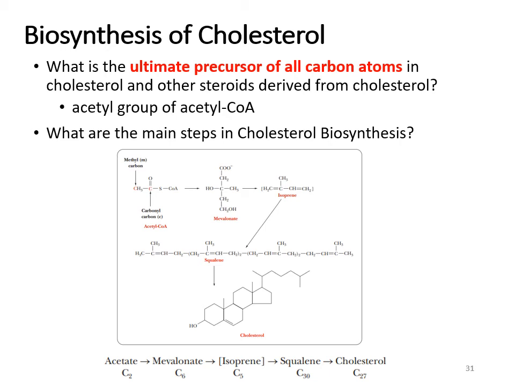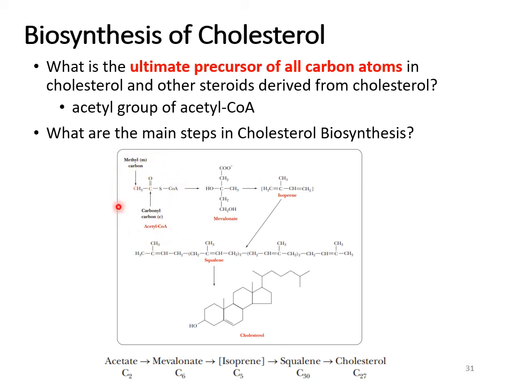So the last lipid biosynthesis that I want to briefly mention is the biosynthesis of cholesterol. The first thing that I want to talk about is the ultimate precursor of all carbon atoms in cholesterol and other steroids derived from cholesterol. In the next slide, we're going to go over some of those other steroids. But for now, the key is that the ultimate precursor of all of these molecules is the acetyl group of acetyl-CoA. So you see acetyl-CoA being the start of this biosynthesis pathway.